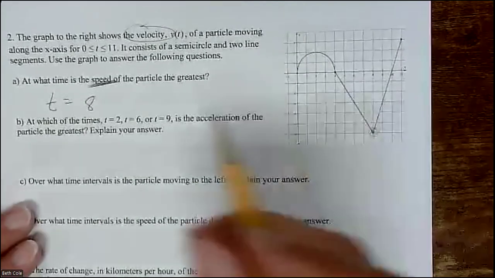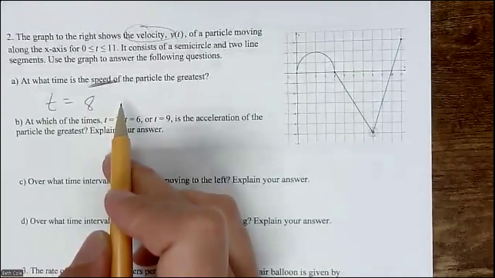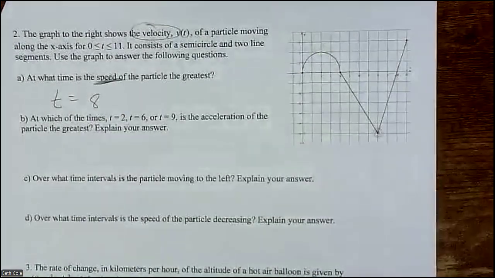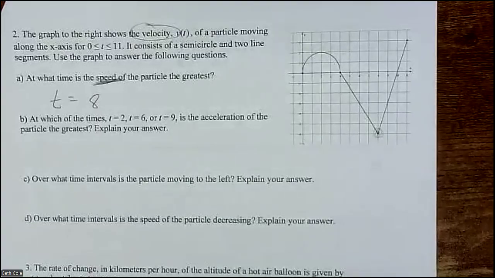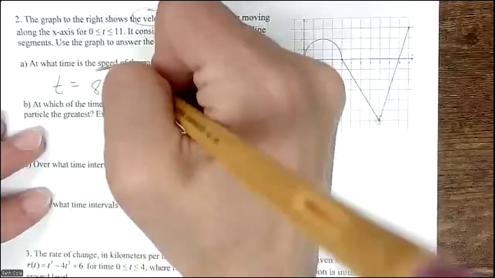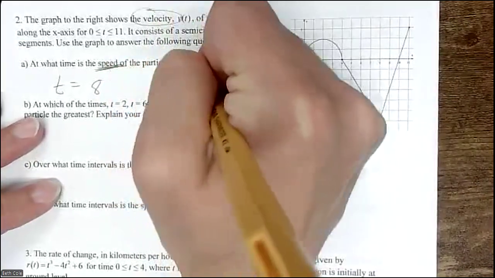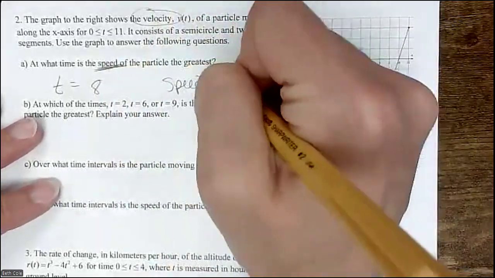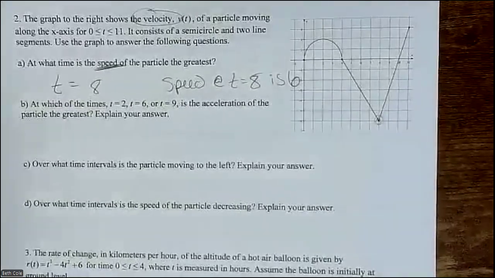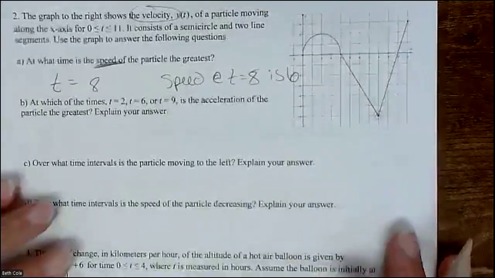Perfect. Exactly what I want. Now, why did I not write seconds? Yeah, they don't know. They didn't give you units. If they don't give you units, do not invent them. Just put nothing. Sometimes they do that. Time 8. And you know what? I'm going to write that. Thank you for saying that. Speed at time 8 is 6. The speed is 6, whatever's per whatever.